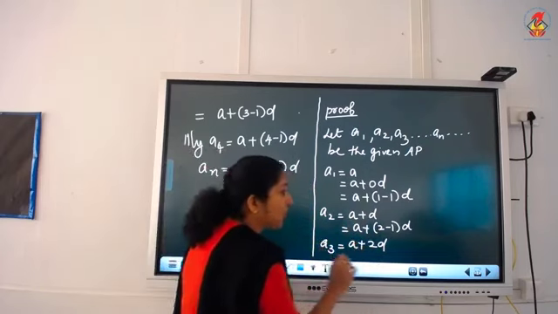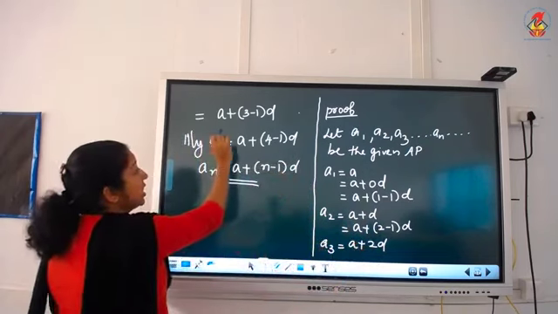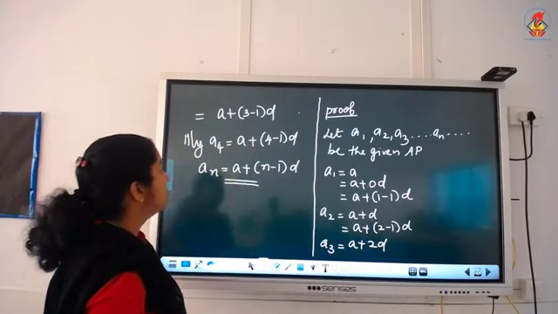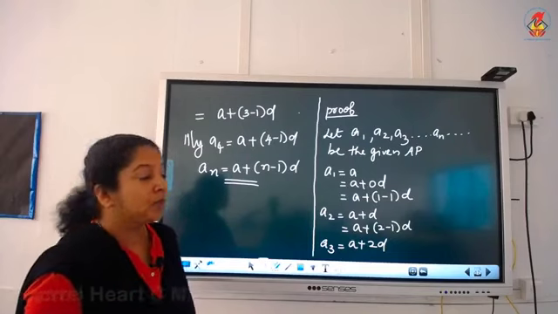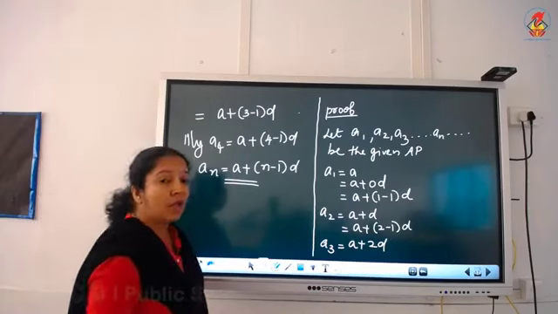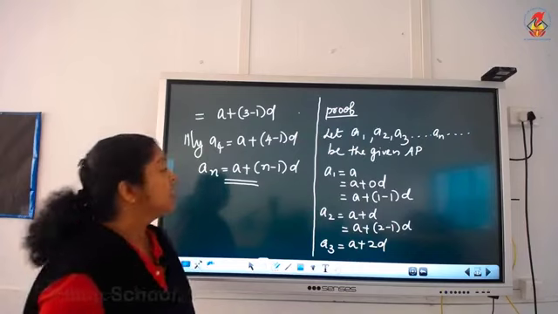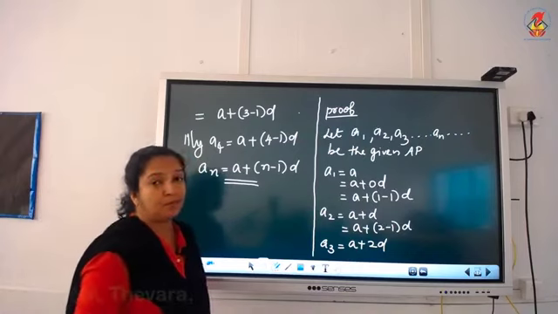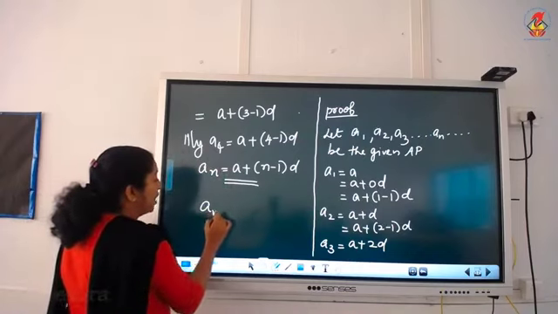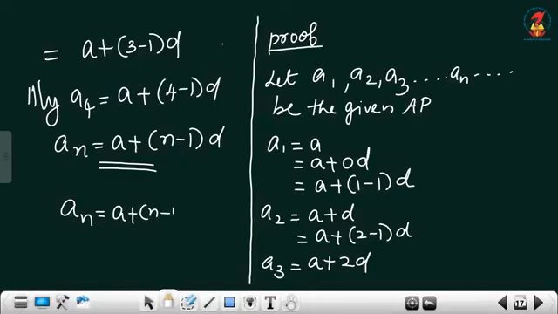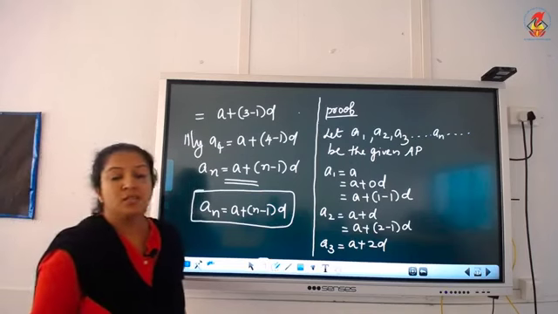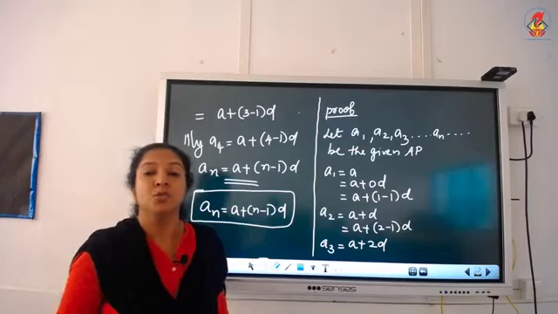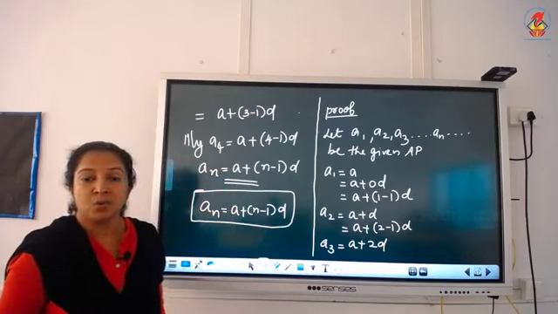A3 is equal to A plus 2D, which you can write as A plus 3 minus 1D. Similarly, A4 is equal to A plus 4 minus 1D. And we can write the general term An as A plus n minus 1 into D. So you have to learn this by heart. An is equal to A plus n minus 1D. This is the nth term of an AP.